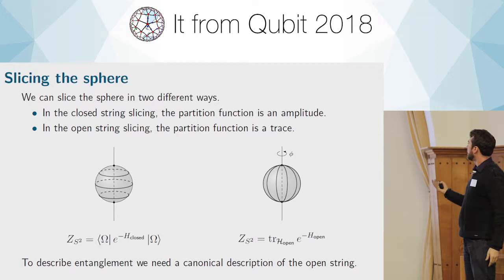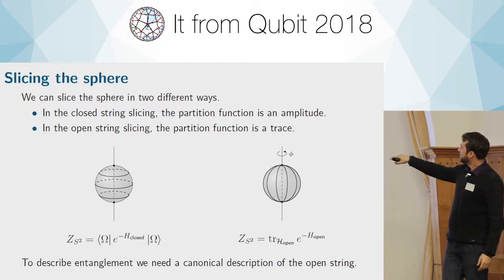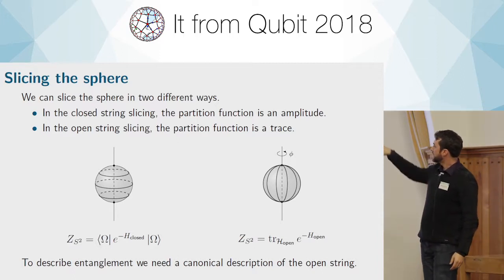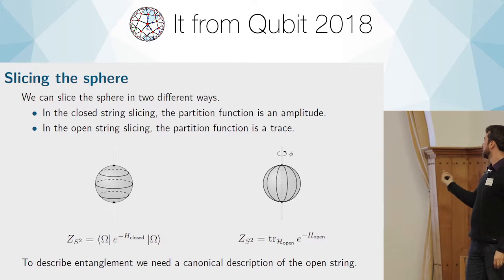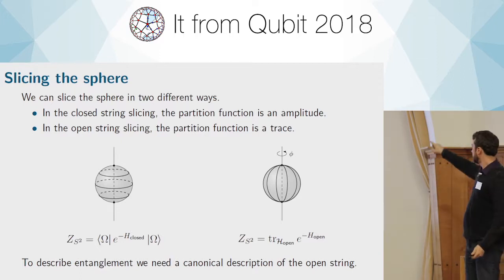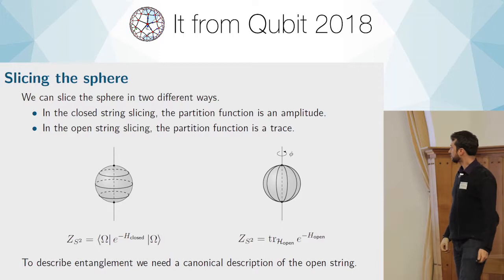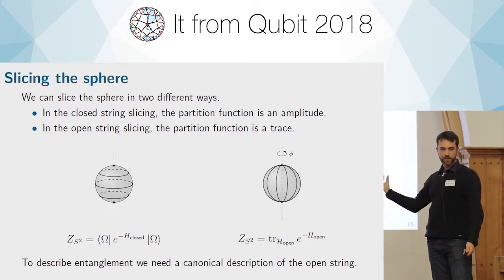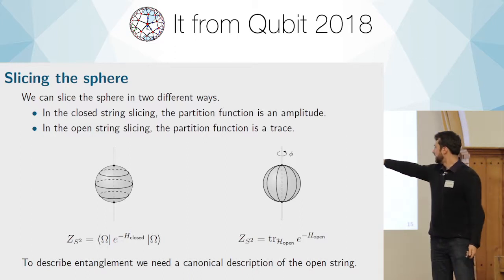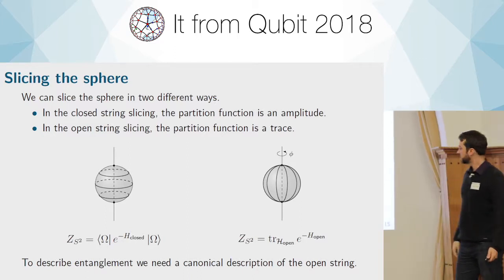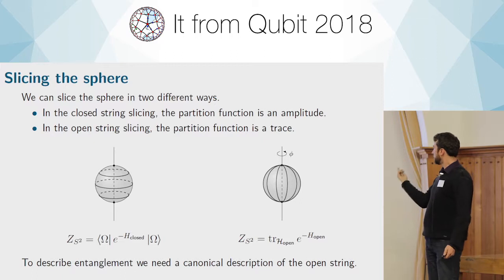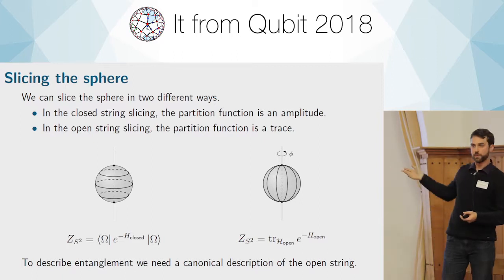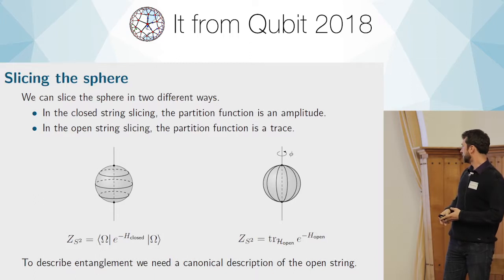Okay, so now, in order to describe entanglement, we have to go from the closed string slicing to an open string slicing of the sphere. Whereas in the closed string channel, the sphere partition function looks like an amplitude between these two funny omega states, we want to describe it instead as the evolution of an interval in terms of the interval Hilbert space.